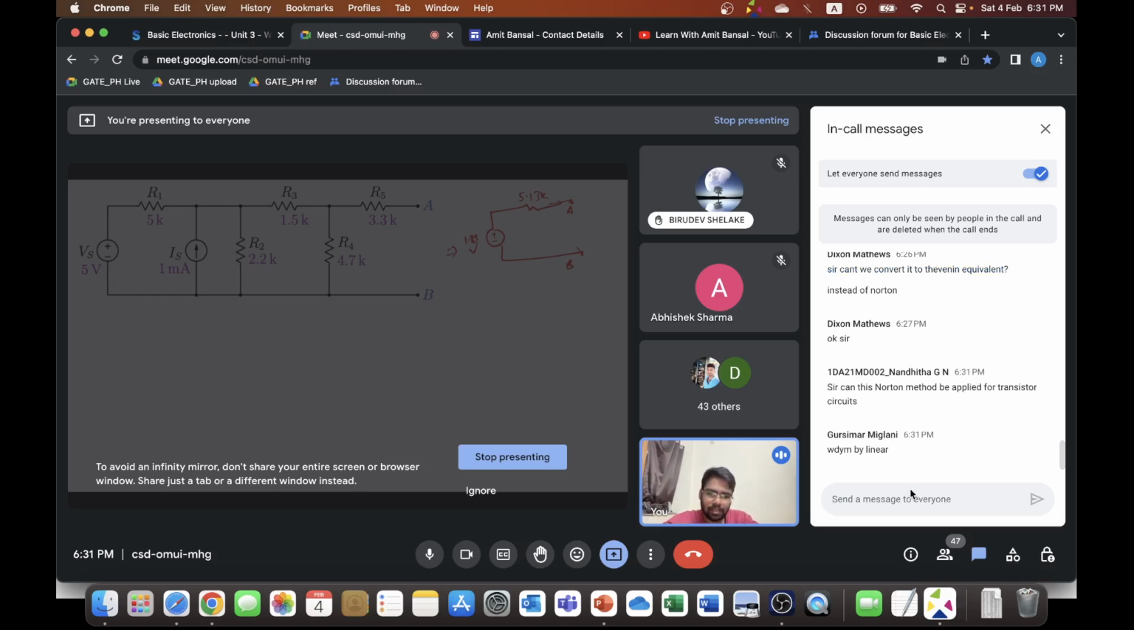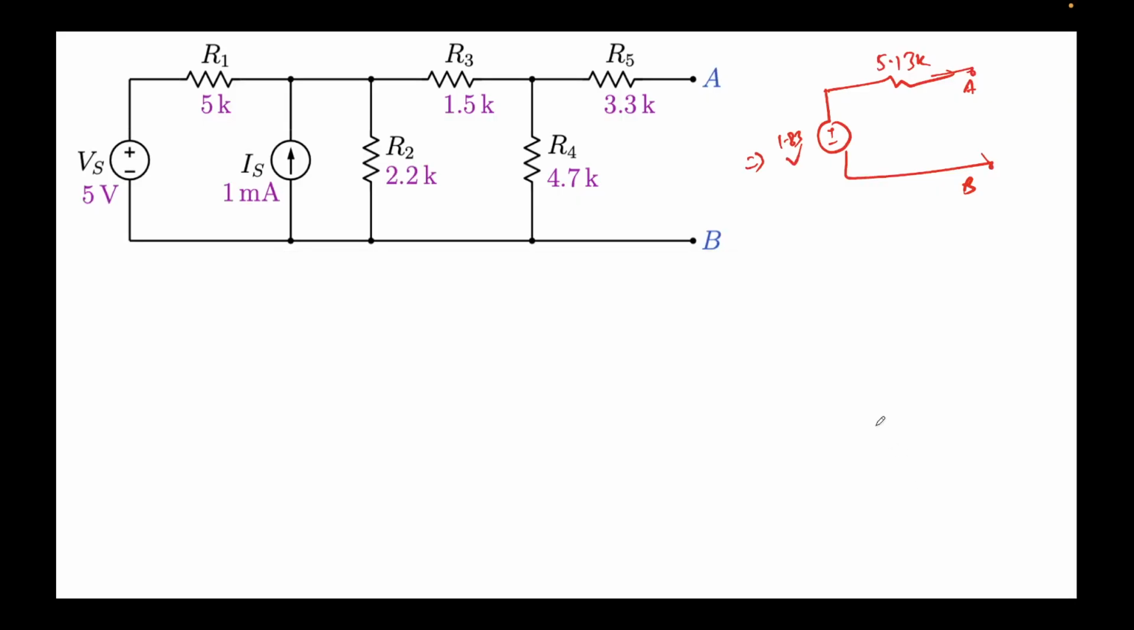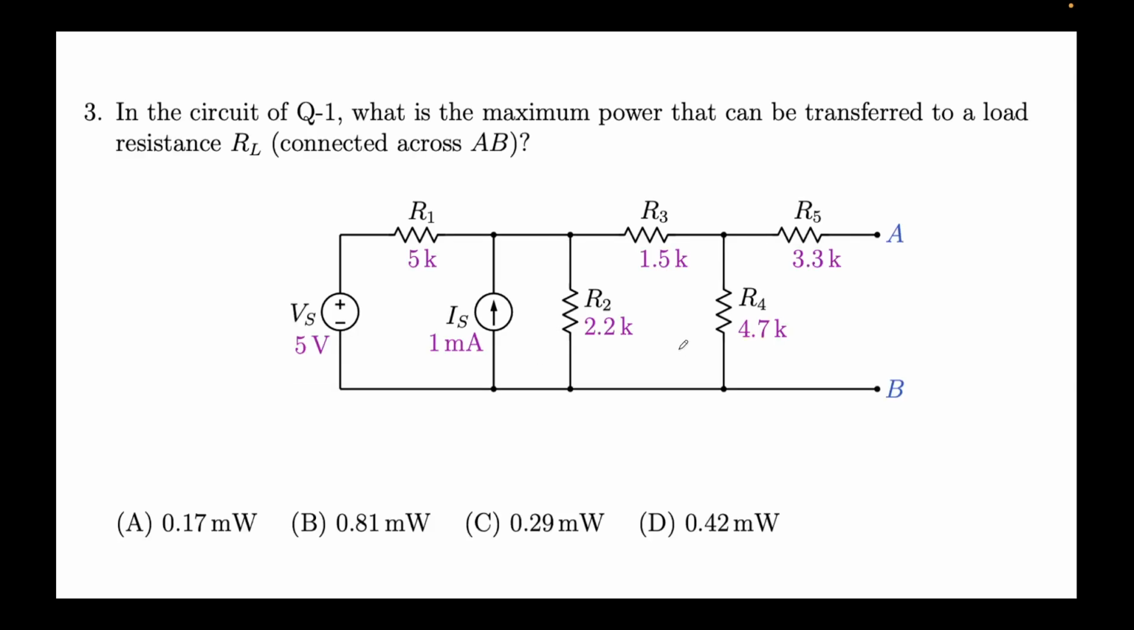By linear we mean... it's more clearly explained in the lecture, but I'll just tell you what we mean by linear. So for instance, V equal to IR. Let's assume this is Y, R is a constant, it's M, and this is X. This is a straight line, right?